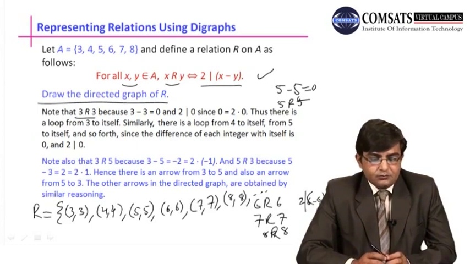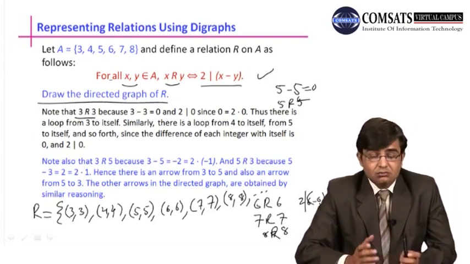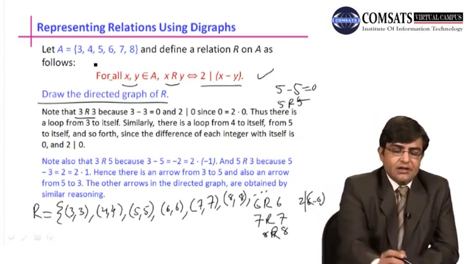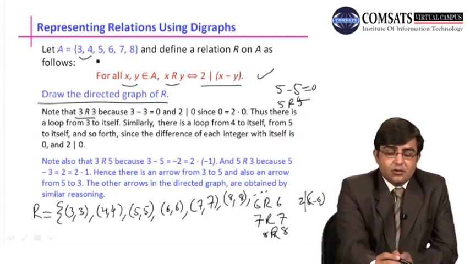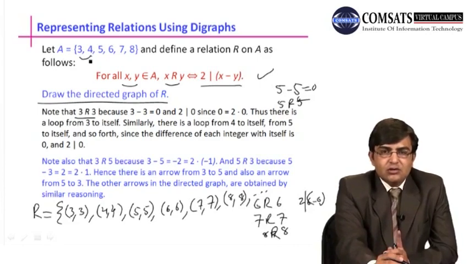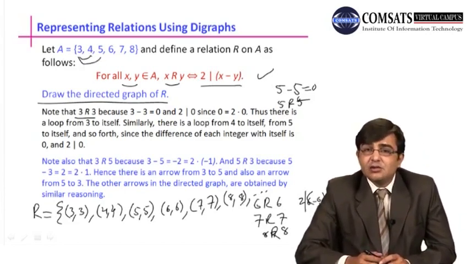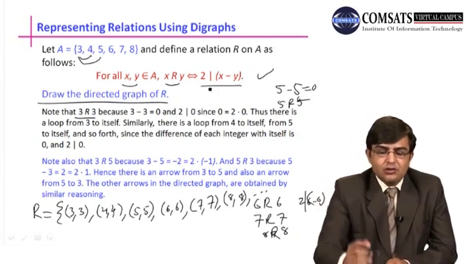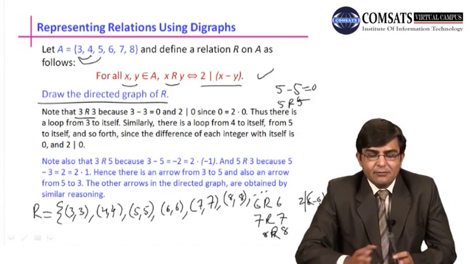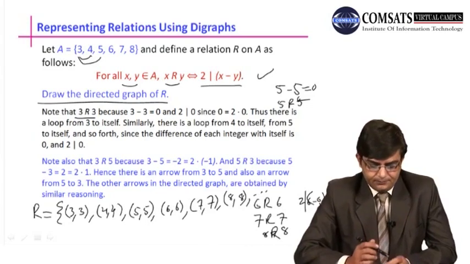Note that the elements in which the difference is 2 are also related. 3 is not related to 4, because the difference between 3 and 4 is not a multiple of 2; the difference is 1, so 2 doesn't divide 1. 3 and 5: the difference is 2, which is a multiple of 2, therefore 2 divides 3 minus 5 and 5 minus 3. So 3 is related to 5 and 5 is related to 3.